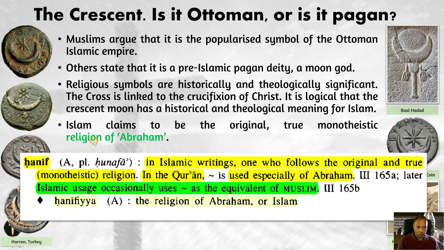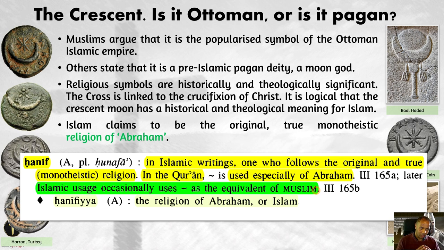Now, I need to introduce the word Hanif. The plural is Hunafa. In Islamic writings, this is one who follows the original and true monotheistic religion. In the Quran, Hanif is used especially of Abraham. Abraham is Hanif. Even Allah is Hanifan. This is the religion of Allah. And Islamic usage occasionally uses Hanif as the equivalent of a Muslim. A Muslim is Hanif.